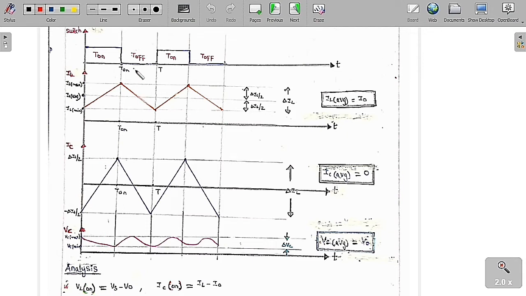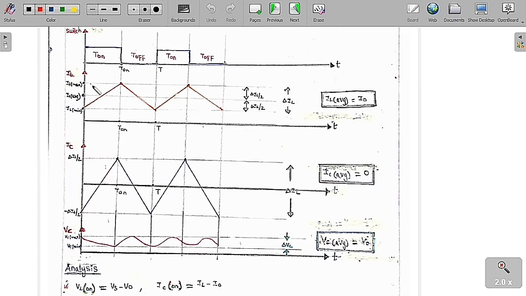When the switch is off, basically it is open. Whatever energy is stored in the inductor is now going to be delivered to the load. So the current in the inductor is now discharging, it is going to decay. Same thing again, IC is nothing but IL minus I0. If you remove I0 from IL, you get only the ripple, and the capacitor voltage will be in this format. The same thing is going to repeat again.